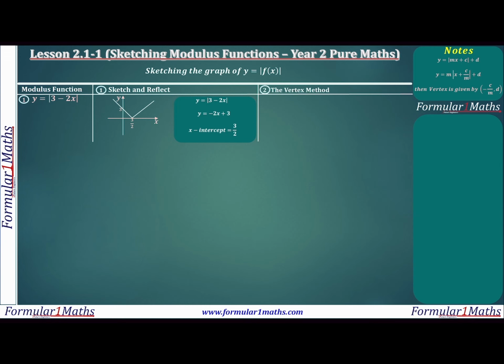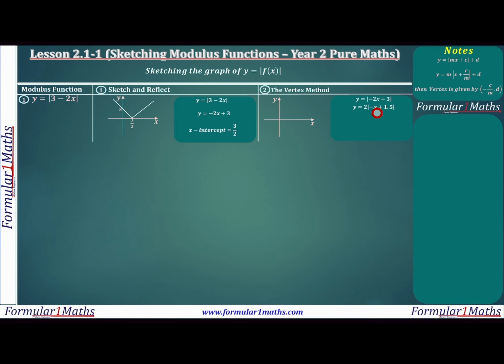For the vertex method, again, I've got my axis, and I've got this graph to deal with. Note that this is the same as that. I've just rewritten it as follows for convenience. And I'll bring 2 out, not minus 2. If I bring minus 2 out, I change the whole equation. So 2 comes out, and I'll get 2, I've got minus x here, and plus 1.5, which is 3 over 2, over here.